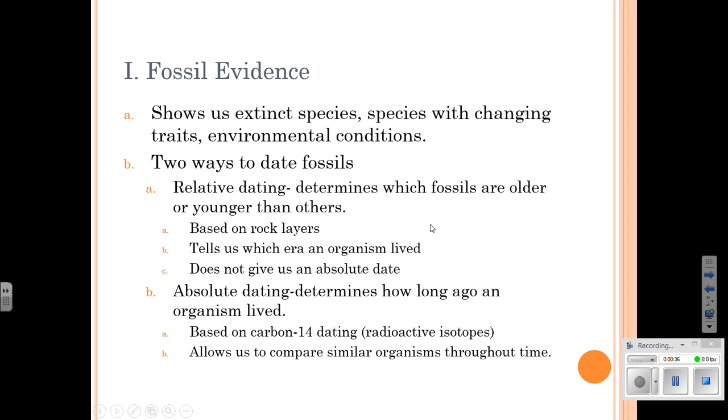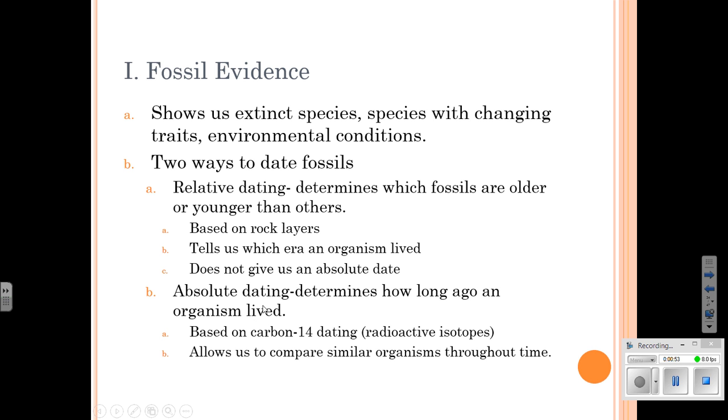This is when we just basically look at the rock layers, and whichever layer is higher, we know that it's a newer organism, or that it died sooner than the one that's lying below it. So we can't get an absolute date from this. We're simply putting them in order of which one's older and younger.